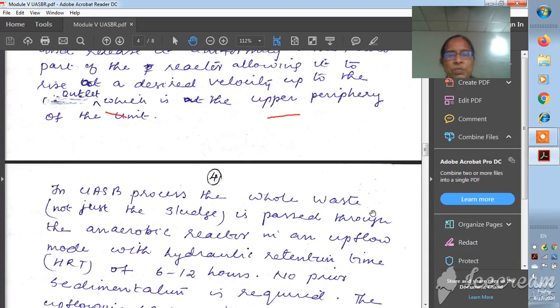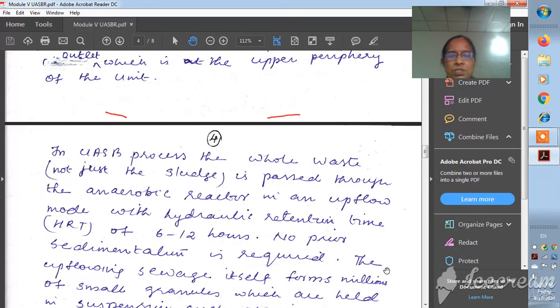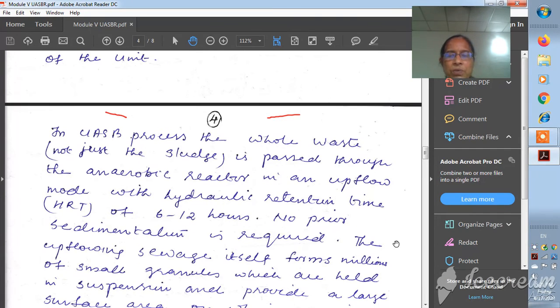And now the UASB process, then again it is written, in UASB process the whole waste is passed through the anaerobic reactor in an upflow mode with hydraulic retention time, that is HRT of 6 to 12 hours. That means within 6 to 12 hours the flow will reach the top of the reactor. When it enters into the reactor and when it leaves the reactor, it will take around 6 to 12 hours. And again it is written, no prior sedimentation is required. That means there is no primary sedimentation tank at all.